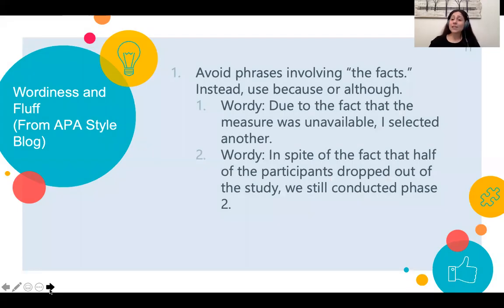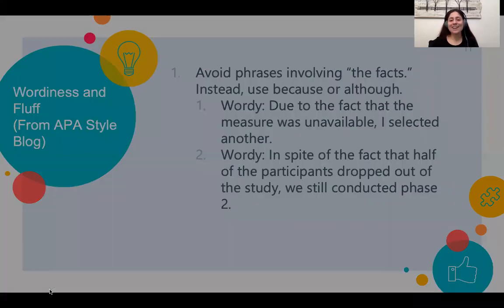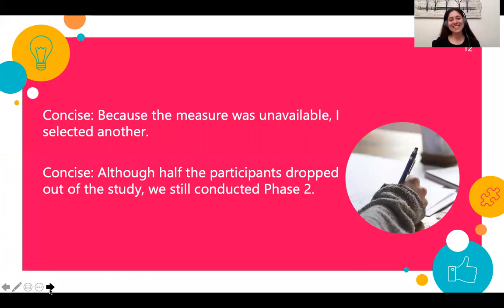Another issue, and this is one that I struggle with myself, is wordiness and fluff. I got this example from APA Style Blog, which I absolutely love and is a great resource for you. So avoid phrases that talk about the fact. Instead, use because or although. Here's an example of what you want to avoid. Due to the fact that the measure was unavailable, I selected another. In spite of the fact that half of the participants dropped out of the study, we still conducted phase 2. Don't get the fact out of there. Okay, so be more concise. Because the measure was unavailable, I selected another. Although half the participants dropped out of the study, we still conducted phase 2.